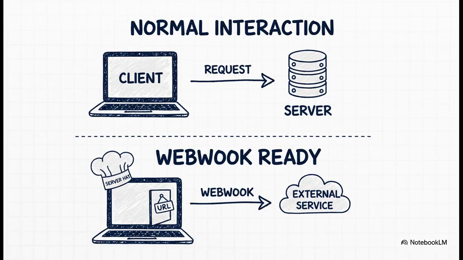But there is a little twist here, and this is the part that often trips up beginners. See, normally your app is just the client, right? It's the one asking for things. But to receive a webhook, your application has to also act like a server. Why? Well, think about it. To get that incoming notification, you have to give the other service a public address, a URL, that's always on and listening for that message.